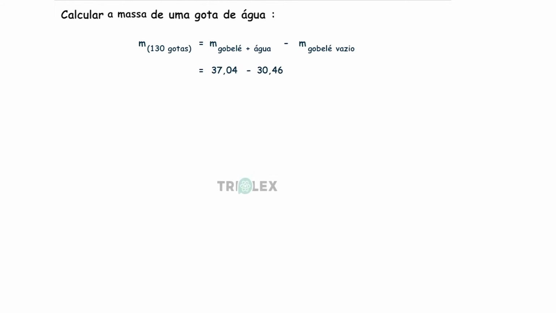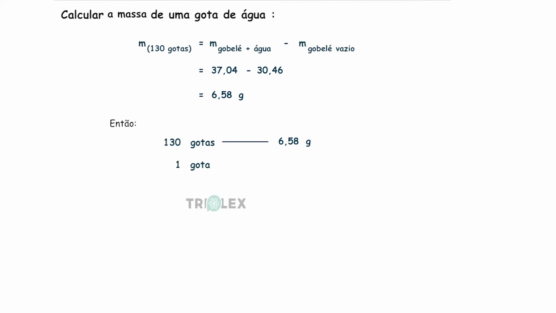Now let's calculate the mass of a drop of water. By calculating the difference between the mass of the beaker containing the water and the mass of the empty beaker, we find that the mass of 130 drops is 6.58 grams. So, if the mass of 130 drops is 6.58 grams, it means that the mass of a single drop is given by the division quotient between 6.58 and 130, that is to say 0.0506 grams.